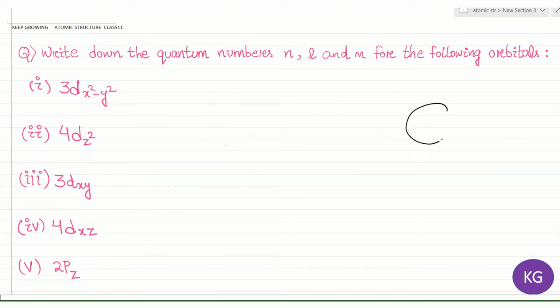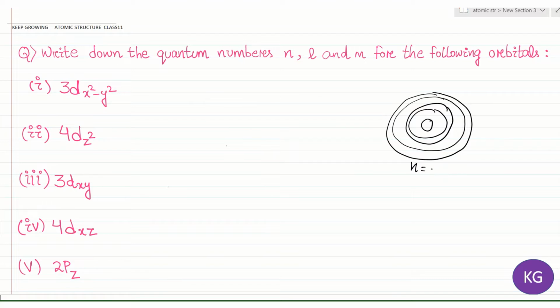In an atom, there is a nucleus, and surrounding it some shells are there. Orbits or shells are there, and in each shell there are some orbitals. So n represents the shell number, and this can be 1, 2, 3, 4, and the designation is K, L, M, N respectively.